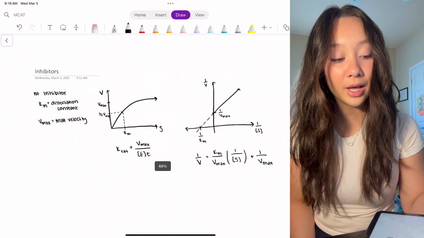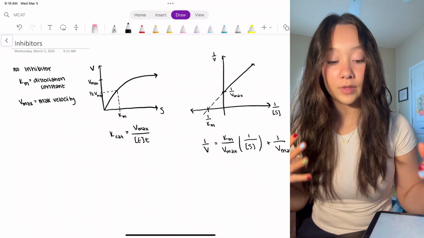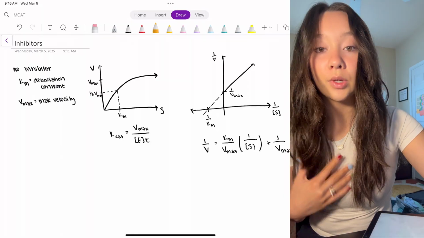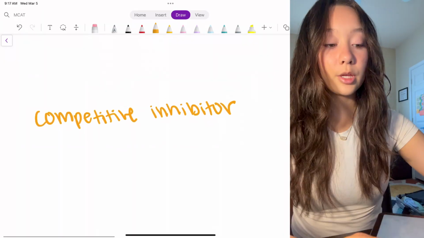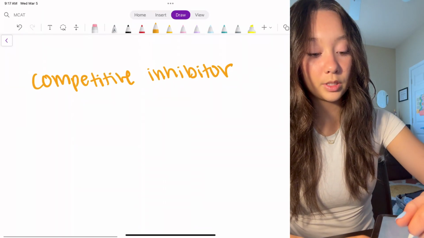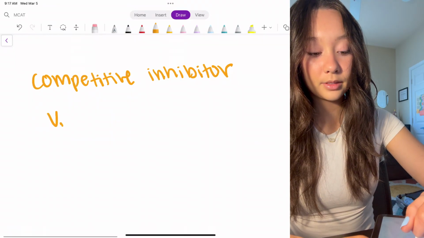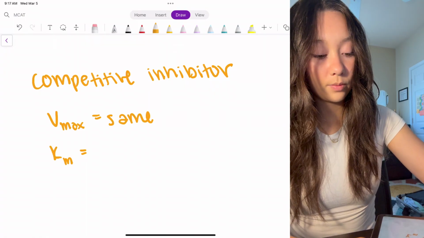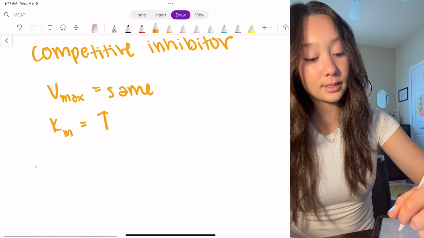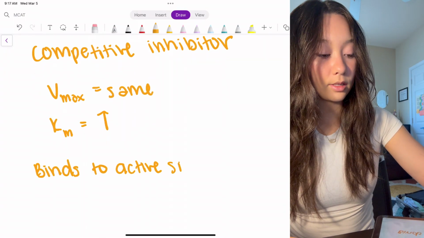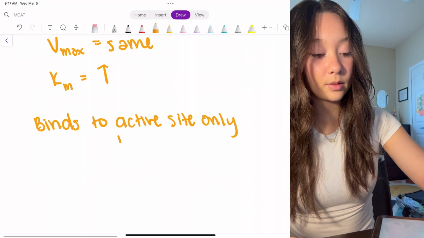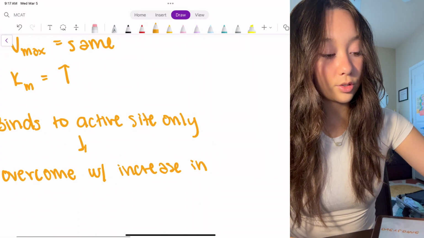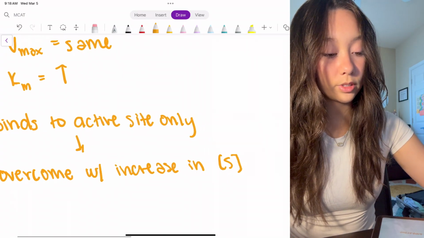All right, so now that we have the baseline done, we're going to move on to our first inhibitor, which is going to be a competitive inhibitor. The important things to note for competitive inhibitors is that Vmax is the same and Km increases. So I'm going to draw an arrow. This one binds to the active site only, and it can be overcome with an increase in substrate concentration. This will make a little more sense when we draw the graph.